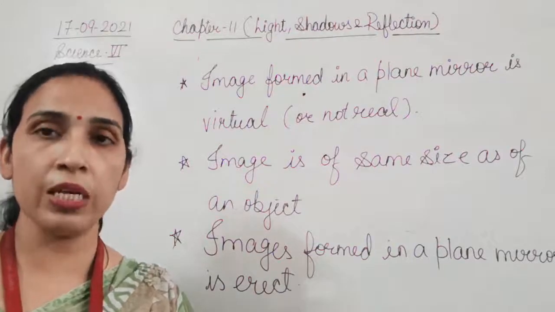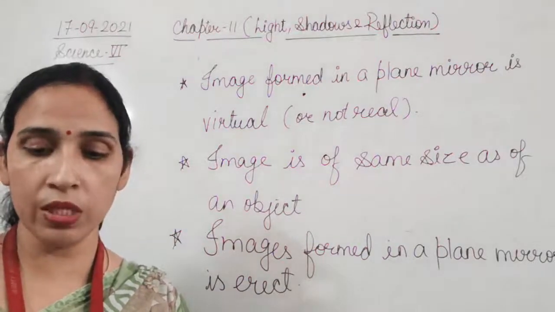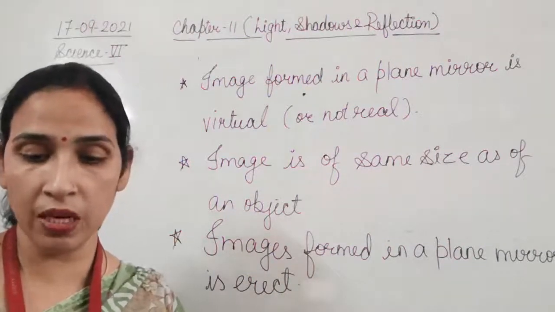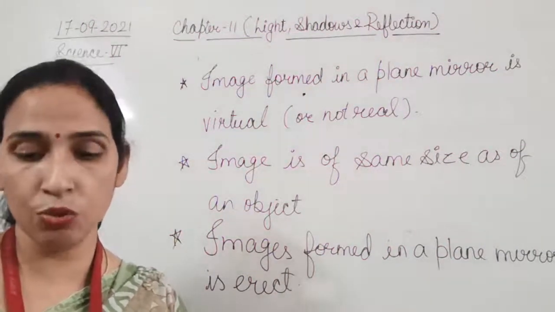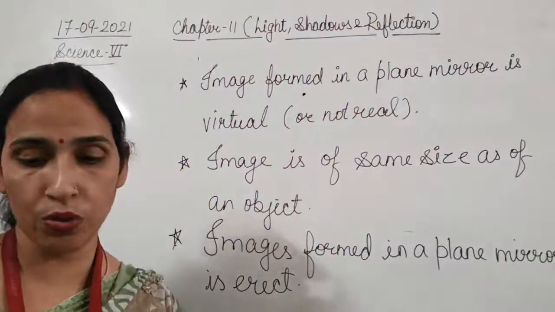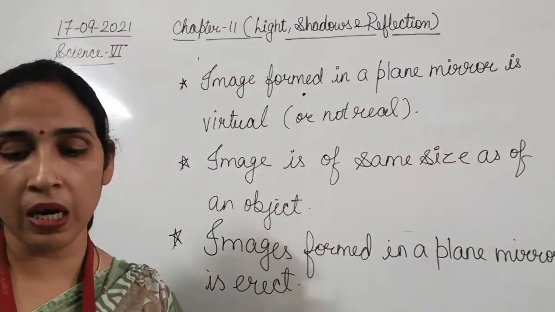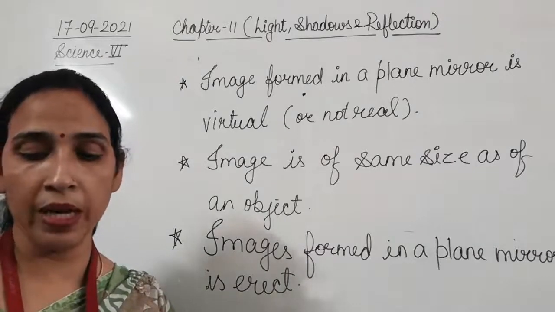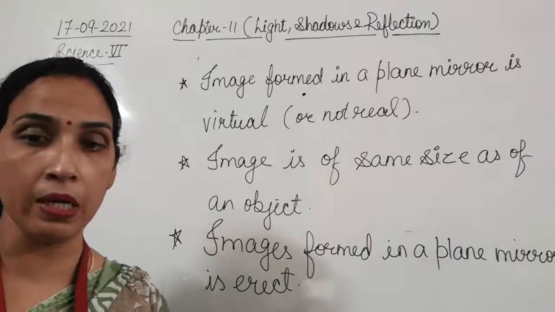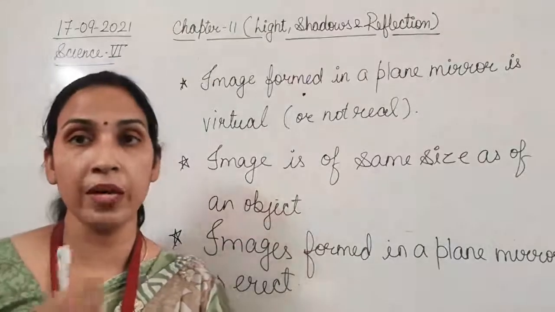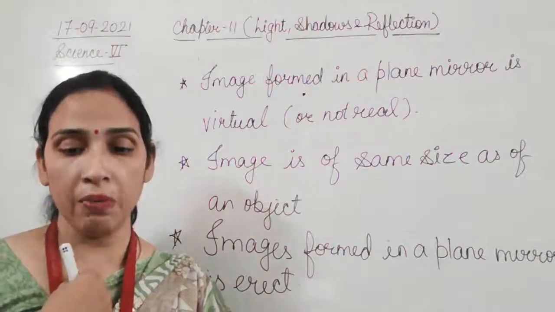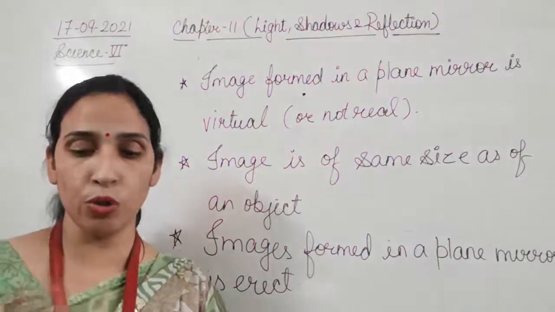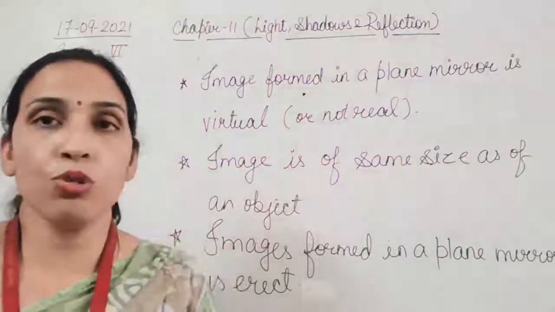So now the image has been formed by your plane mirror. What is the use of a plane mirror? Plane mirrors are used at home to view ourselves. Then plane mirrors are used to make periscopes also. Plane mirrors are fixed on the walls of certain shops, like jewelry shops, to make the shop look bigger. Even plane mirrors are used on the walls of showrooms also. So that is the use of a plane mirror.